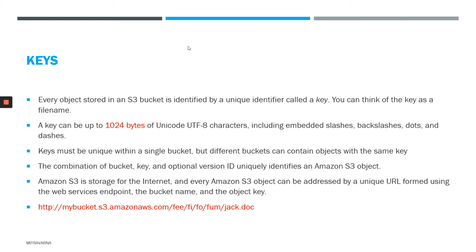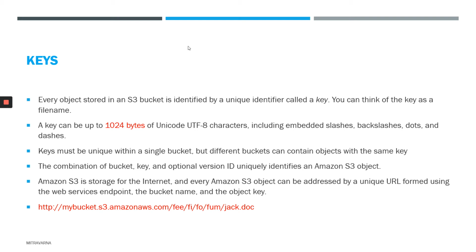That's what it means actually. The combination of bucket, key, and optional version ID uniquely identifies an Amazon S3 object. So if you want to access a particular object, then we need to mention the bucket name and the file name of each and every object.